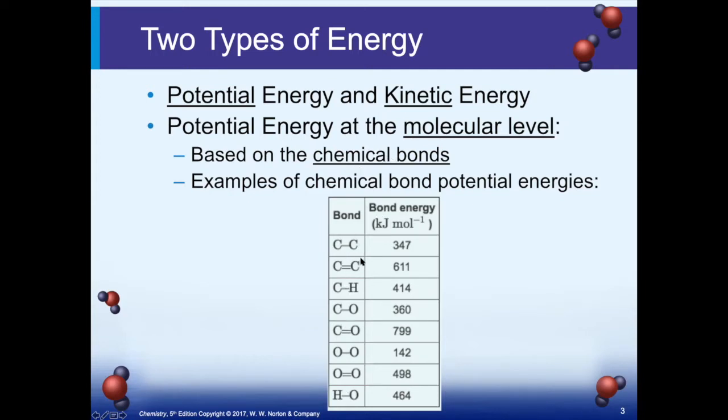So for example, here's a bunch of chemical bonds. Like if you have a carbon-carbon single bond, there's that much potential energy there in that bond, 347 kilojoules per mole. So you don't have to memorize these numbers or anything. They're just meant to show you that there are energies associated with those chemical bonds. And we haven't really talked a whole lot about chemical bonds yet. We just know there are ionic bonds and there are covalent bonds. We will get into that a lot more later in the course.